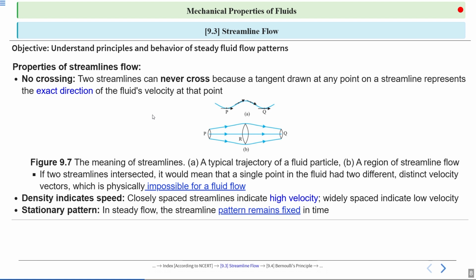In steady flow, the pattern of streamlines stays fixed over time. Alright, this means that if you look at the flow at different moments, the paths don't change. This stationary pattern is a key feature of steady or laminar flow, and it helps us predict how fluids will behave in many practical situations.